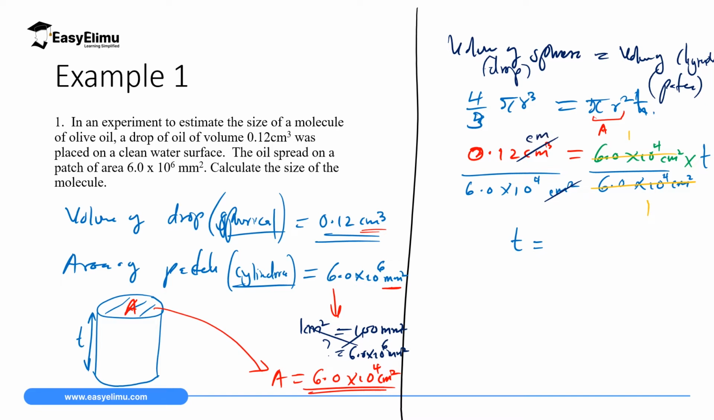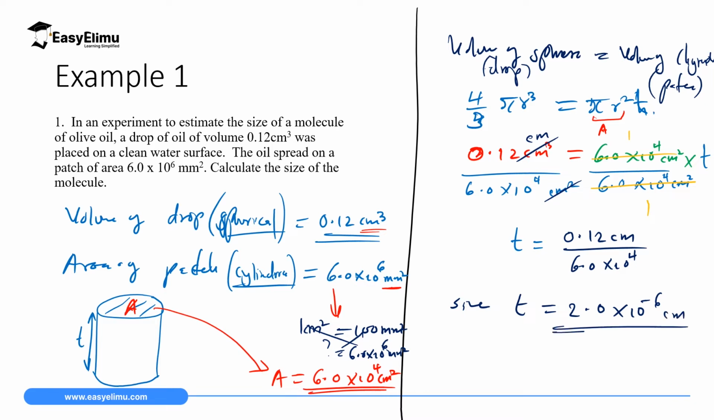Then now our answer will remain as 0.12 centimeter divided by 6.0 times 10 raised to power 4, which is going to give us T, or the size of the molecule, as 2.0 times 10 raised to power -6 centimeter. So that is the size of the molecule, that is T. This T is the one that we have obtained there.